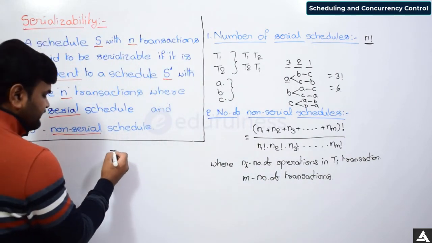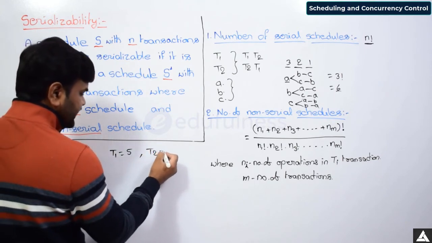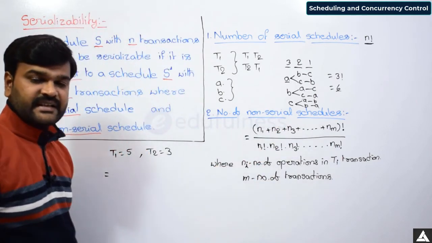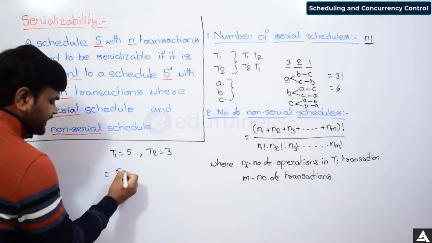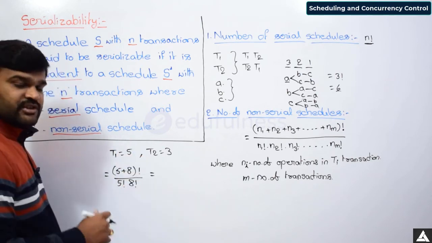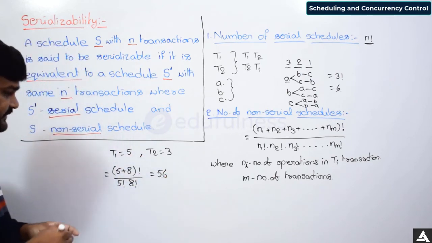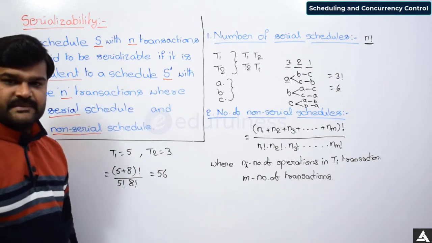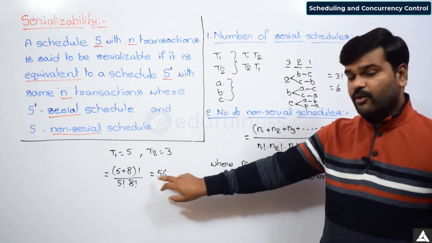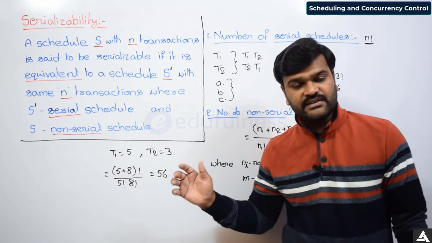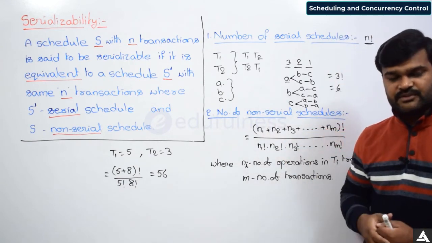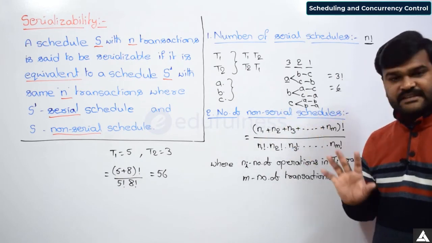For example, T1 has 5 operations and T2 has 3 operations. How many non-serial schedules are possible? Here it is (5 plus 3) factorial, that is 8 factorial, divided by 5 factorial multiplied by 3 factorial. So the final answer is 56. So 56 non-serial schedules are possible. Some of them may be consistent, some may not be consistent, but that is not the point here. So, if you have n transactions, these are the two formulas for serial and non-serial schedules.